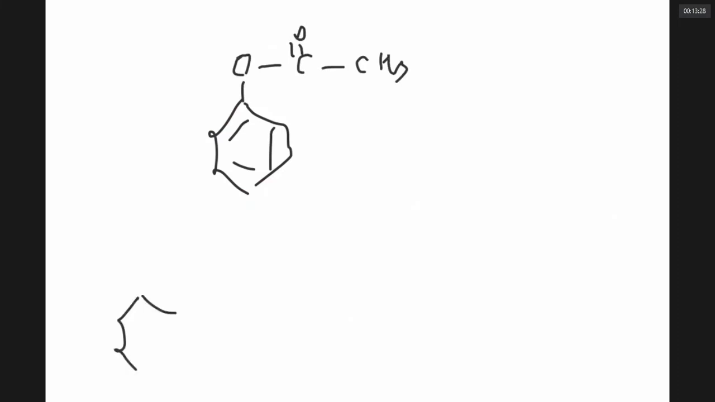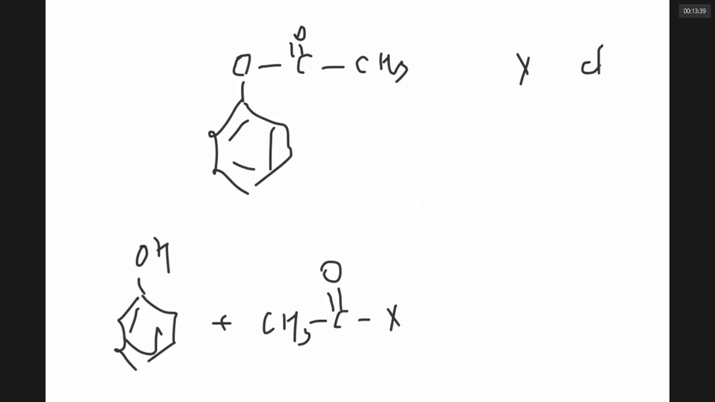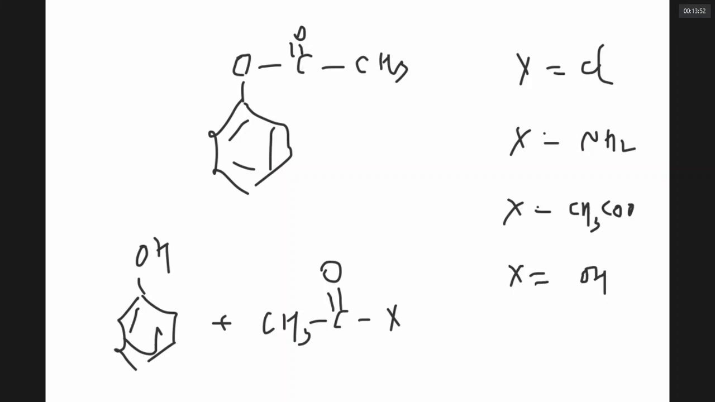So how is option C, sir? Can you explain? Sir, please explain option C and D. If I have a compound like this, it is called a phenolic ester. It is made by the reaction of phenol with an acid derivative, maybe acid chloride, or maybe acid anhydride. X can be Cl, X can be NH2, X can be CH3COO. If X is equal to OH, it is called acetic acid.